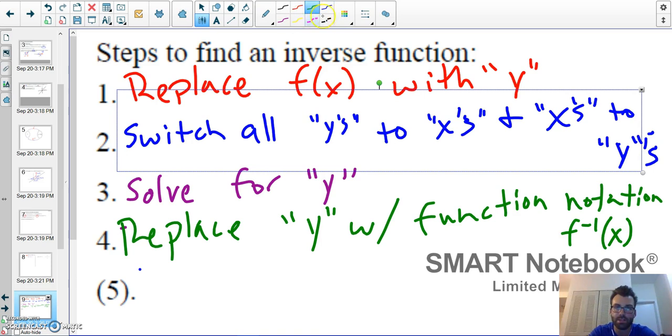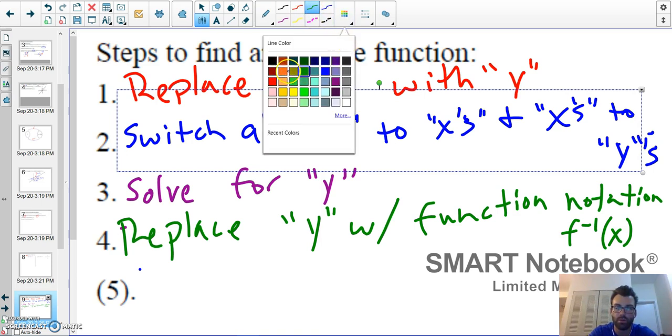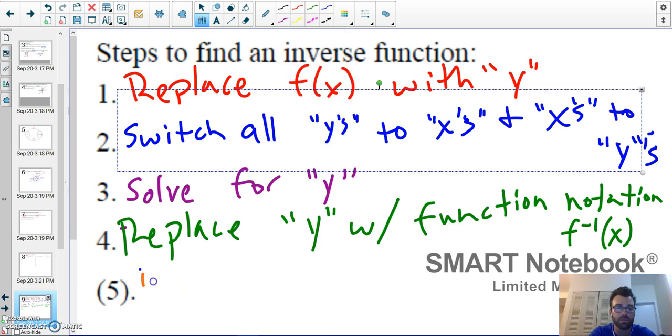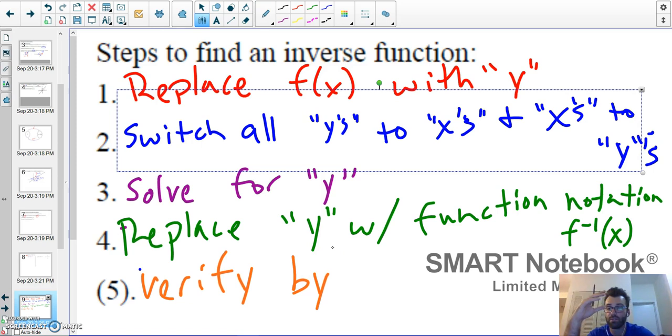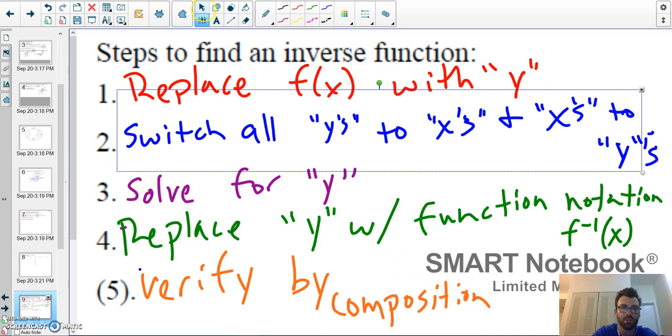A step that you will see sometimes, or you'll be asked to do for sure, is to verify by composition. So take f of f inverse of x and f inverse of f of x, and see if you get x. Complete the composition of the two functions.